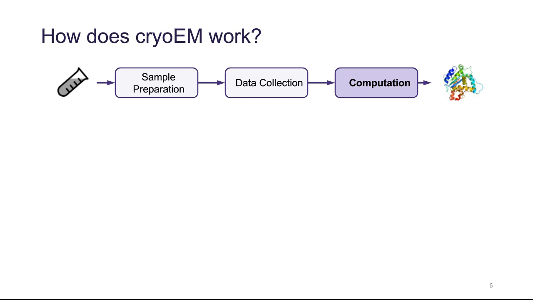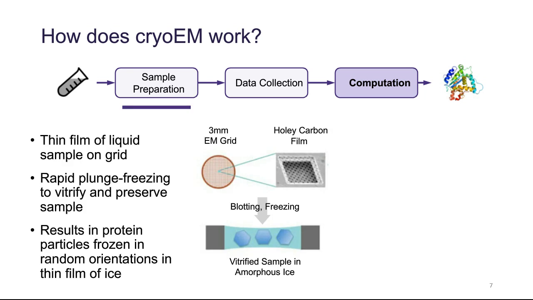Preparing a protein sample for CryoEM involves purifying the protein molecule of interest, applying a thin film of liquid sample onto a sample grid, and rapidly plunge freezing the grid to vitrify and preserve the protein in a near native state. The result of this preparation is a grid, which contains thousands of small, typically 1-micron holes, each containing a frozen thin film of ice, inside of which are embedded millions of individual protein molecules, all frozen in random orientations.